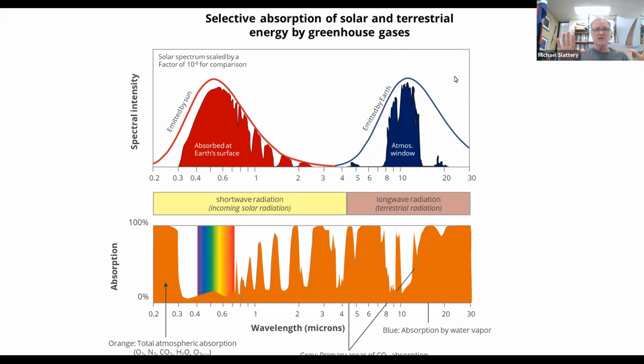So the orange here, what I've done, and I'm going to overlay something in just a second, shows the absorption by the atmosphere of all the gases in the atmosphere, right? So that's what this little annotation here says. The orange is total atmospheric absorption by ozone, nitrogen, carbon dioxide, water vapor, and everything. You can see how poor the atmosphere is at absorbing visible light. It only gets about 10% of the visible light down here.